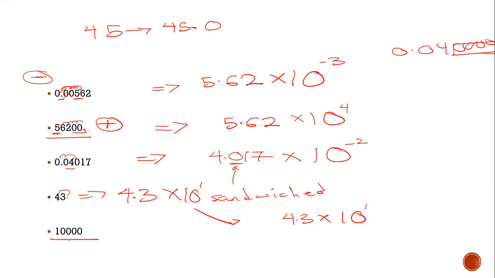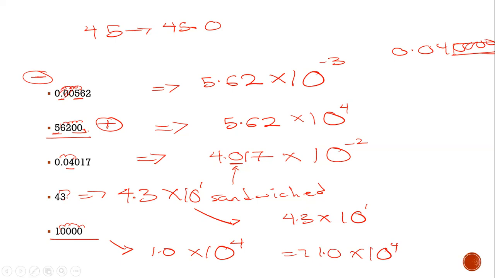Now, this one we have 10,000. So again, we do the same thing. We move the decimal point next to the first significant number here, which is 1. So we have 1.0, or you can just write 1 times 10 to the power of. So how far did the decimal point move? 1, 2, 3, 4. So it's coming from the right. So that's 1.0 times 10 raised to the power 4.